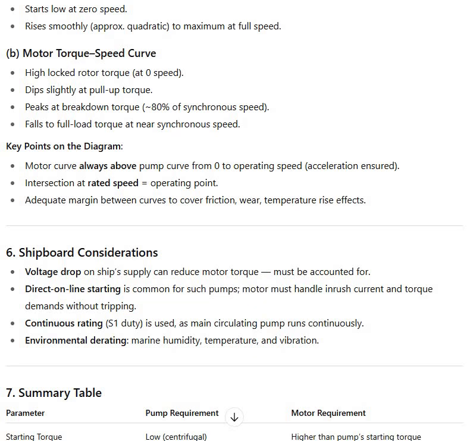Key points in the diagram. The motor curve is always above the pump curve from 0 to operating speed. Acceleration is ensured. The intersection at rated speed is the operating point. There must be an adequate margin between the curves to avoid friction where temperature rises.